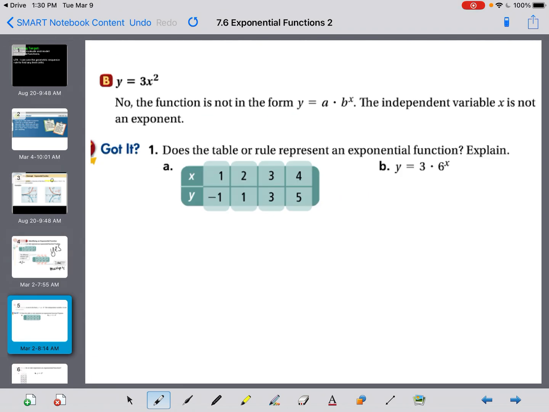Okay. But if they give it to you as an equation like they do here, it has to match this y equals a times b to the x power. Remember how I said to make sure that the x is the exponent? Because this one is not, this is not an exponential function.